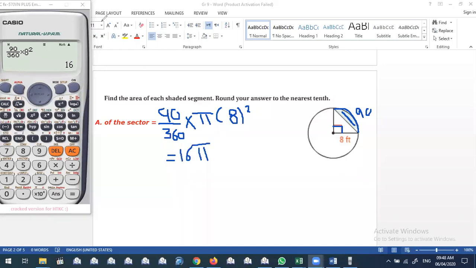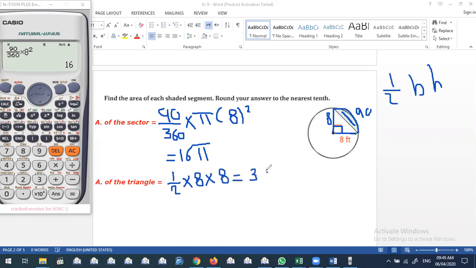After that, find the area of the triangle. I need to find the area of this triangle. We already have a right angle, so I will use the rule half base height. Half times base times height. This side is 8, and also this side is 8 because they are two radii. So it will be half times 8 times 8. It will be 32.